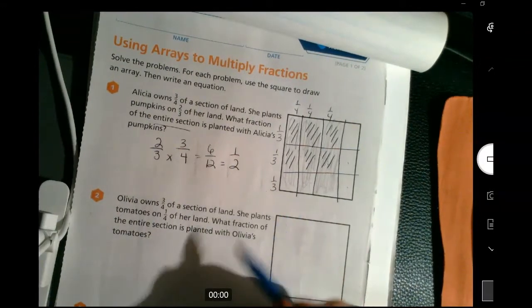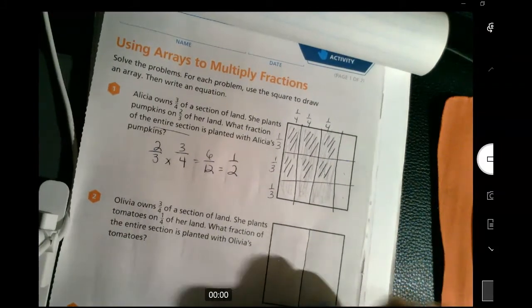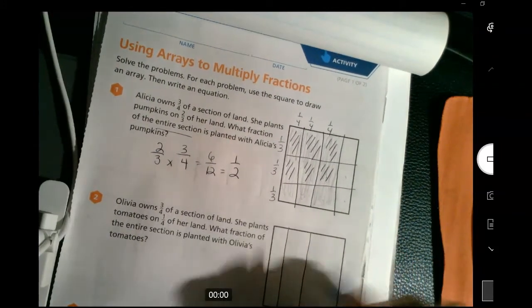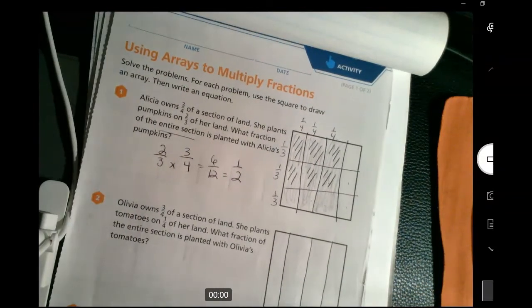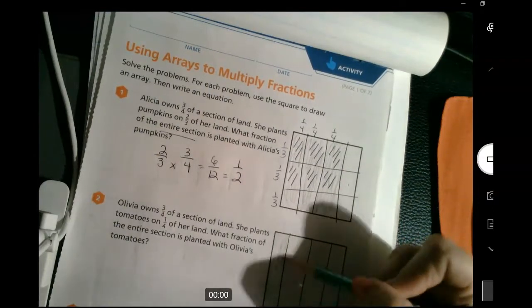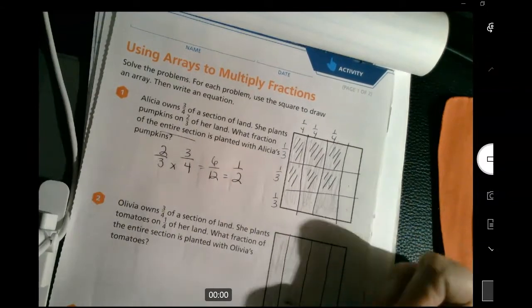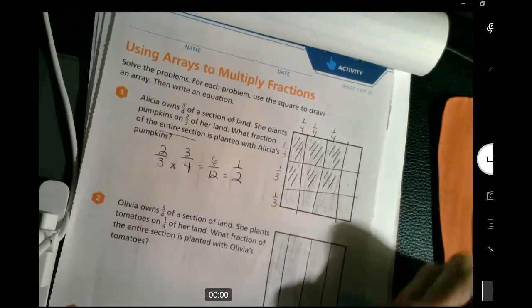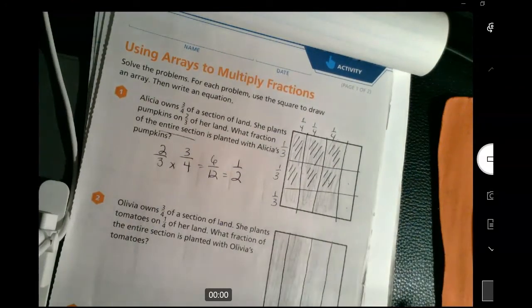Olivia, just like Alicia, also owns 3/4 of the section of land. So once again, I'm going to divide it into 4 equal sections, or as equal as I can draw them with my limited art ability. And I'm going to color in the 3/4 that she owns. There's 1/4, 2/4, 3/4. So each one of these columns is what she owns.